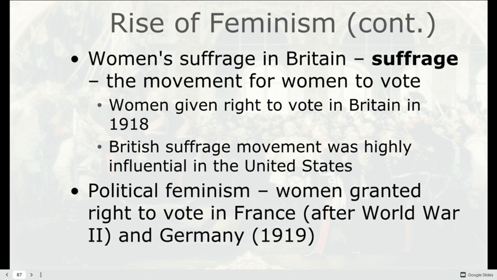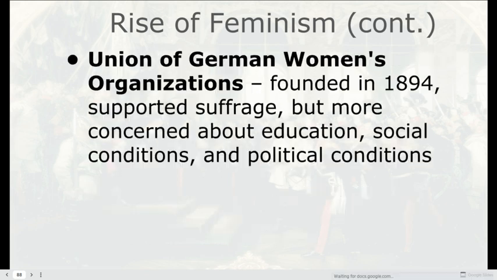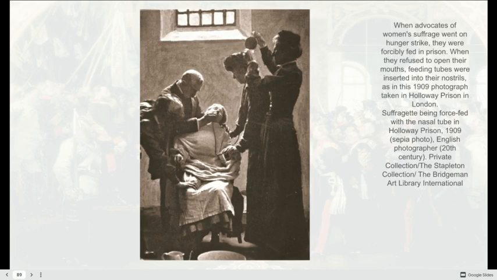Women would eventually be given the right to vote in Britain in 1918, and in Germany, 1919. But some of these groups were not just concerned with the right to vote, but also things like education and healthcare.